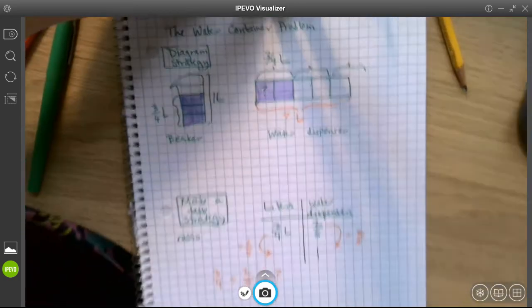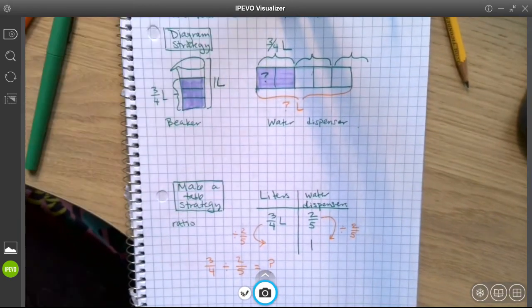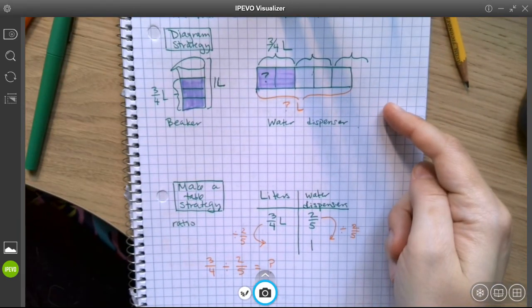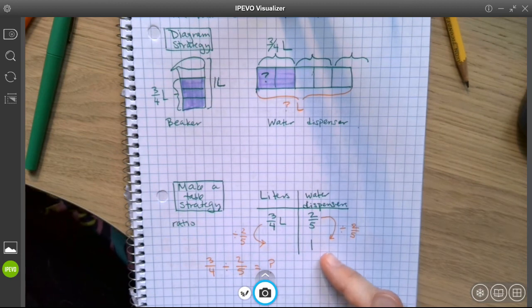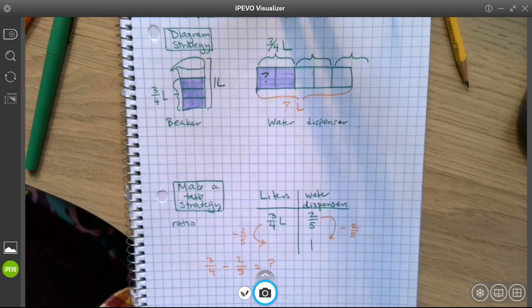You can use whichever one makes the most sense for you. If the diagram strategy makes the most sense for you, use that one. If the make a table strategy makes the most sense for you, use that one. If you've got a different strategy, use that.